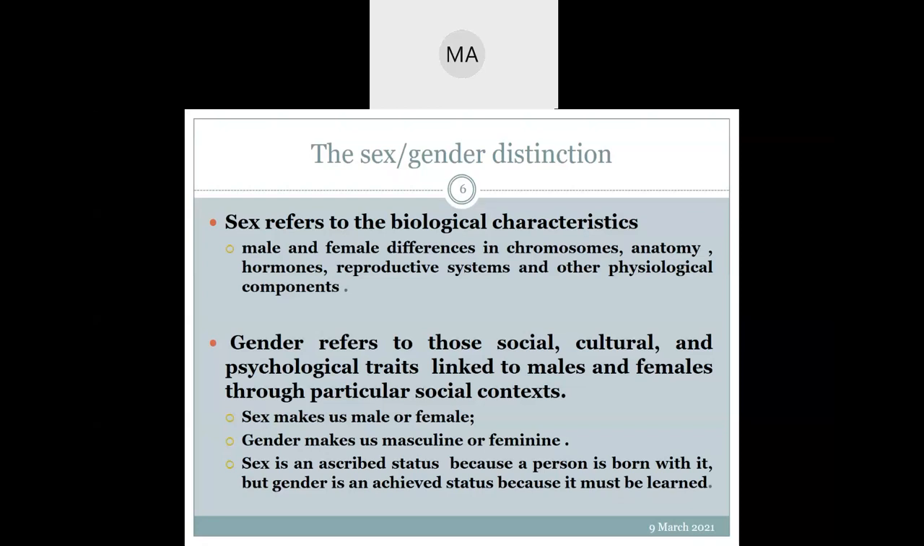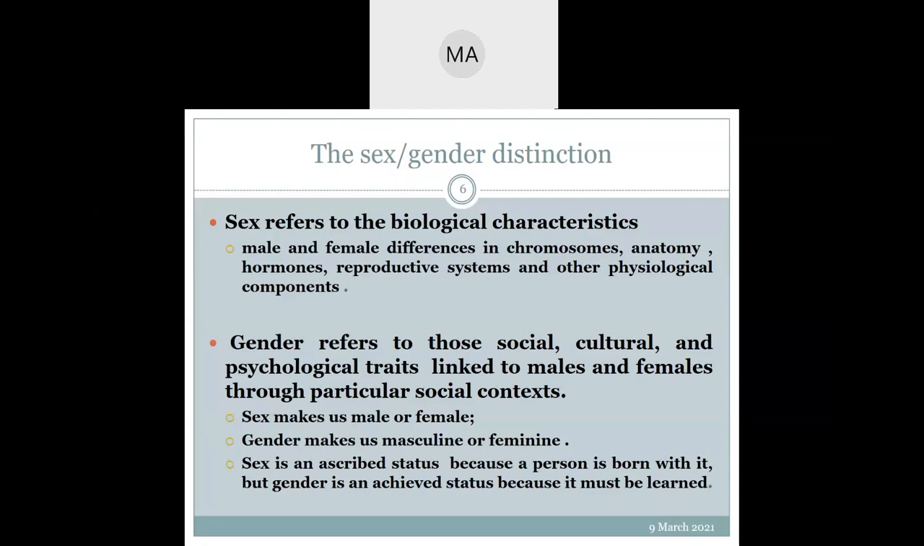So in general, sex makes us male and female, but gender makes us masculine or feminine. That's why males are always aggressive and taking action, and they also feel that they are powerful. That's what gender gives them as a responsibility, and it depends on how they are growing up in the specific society.